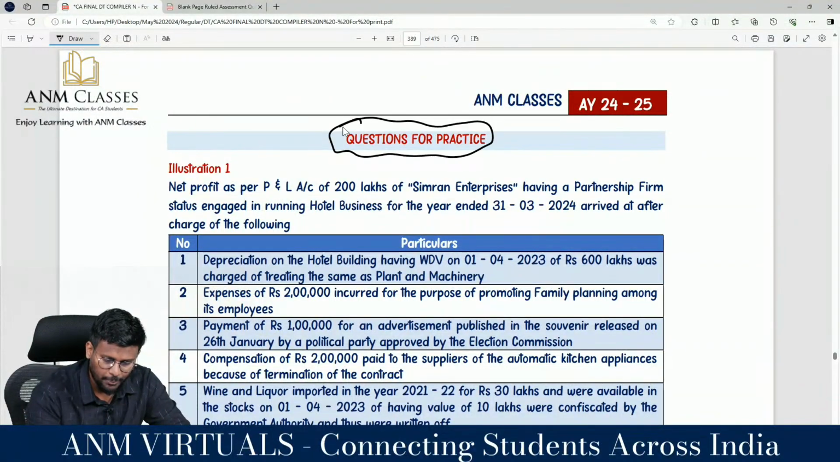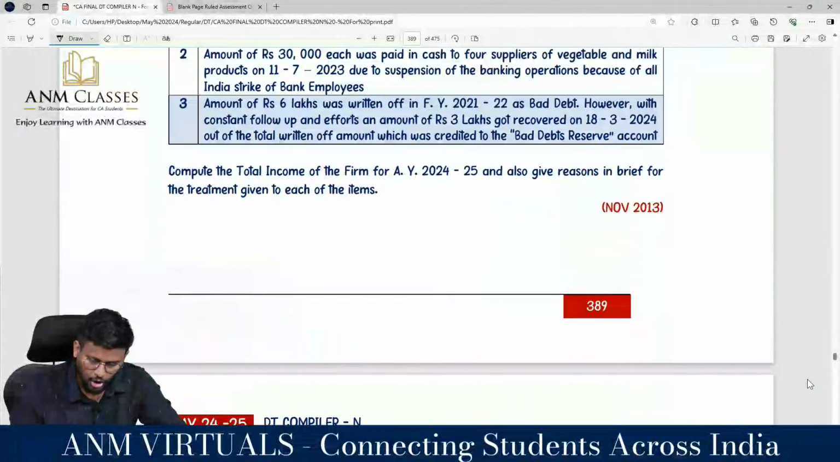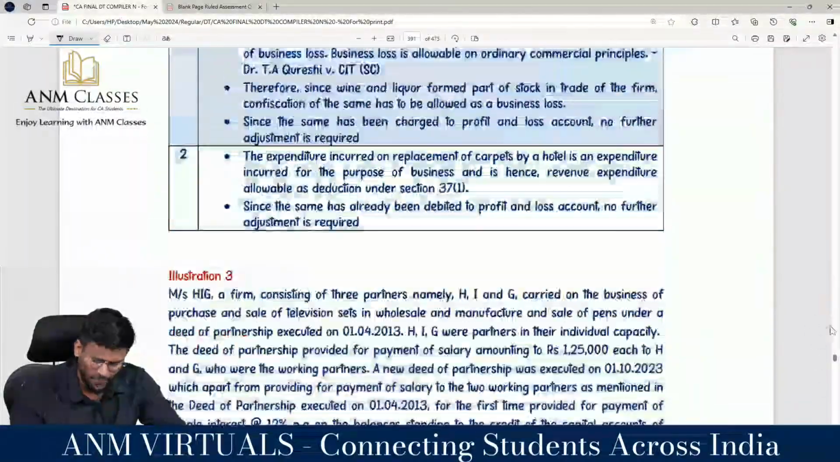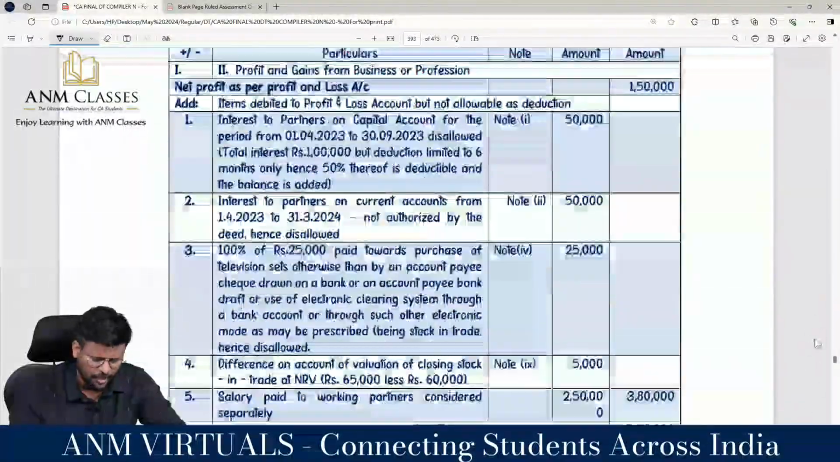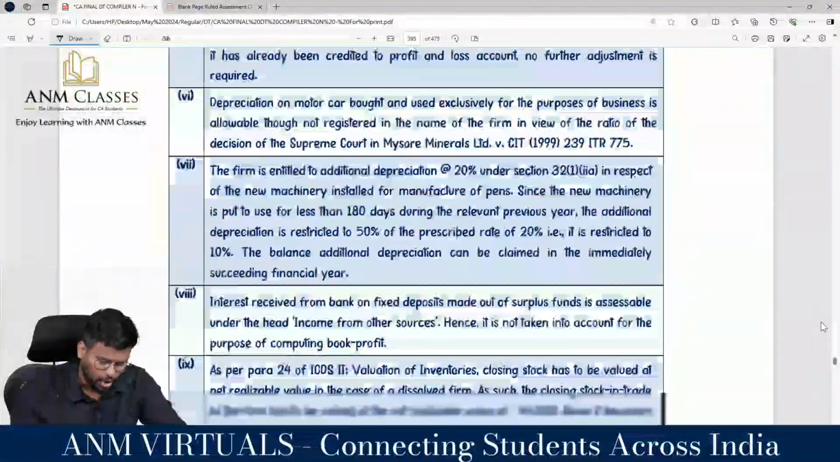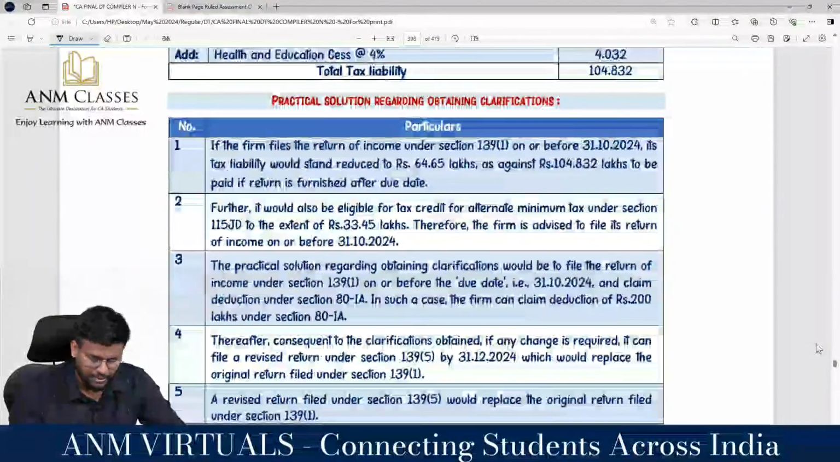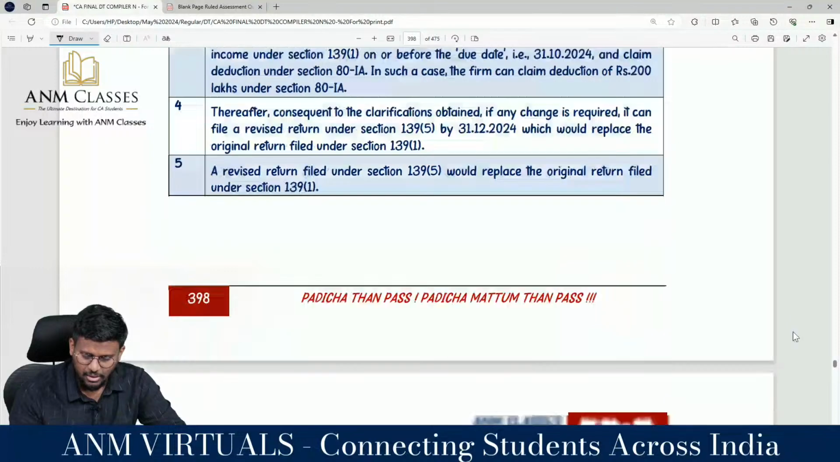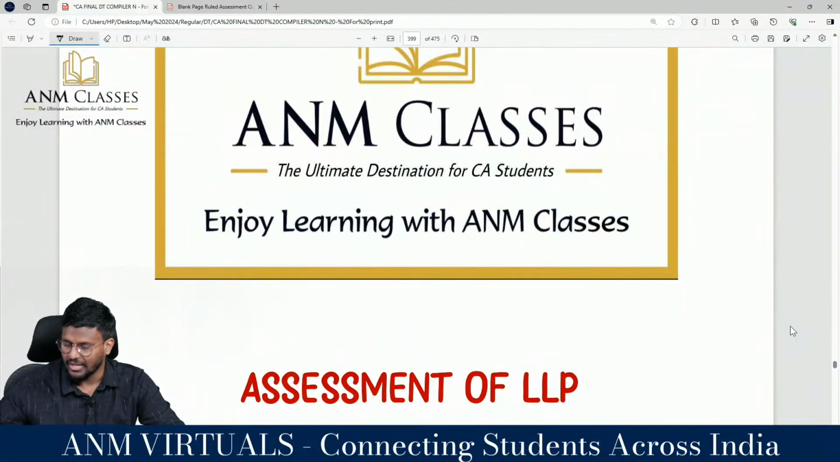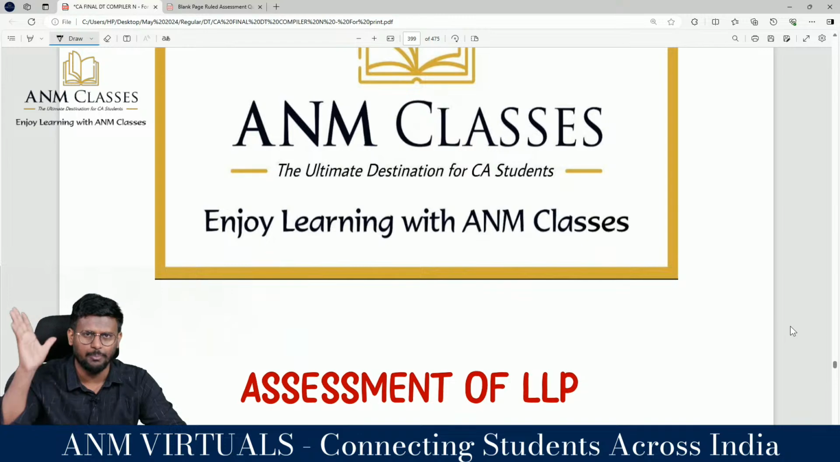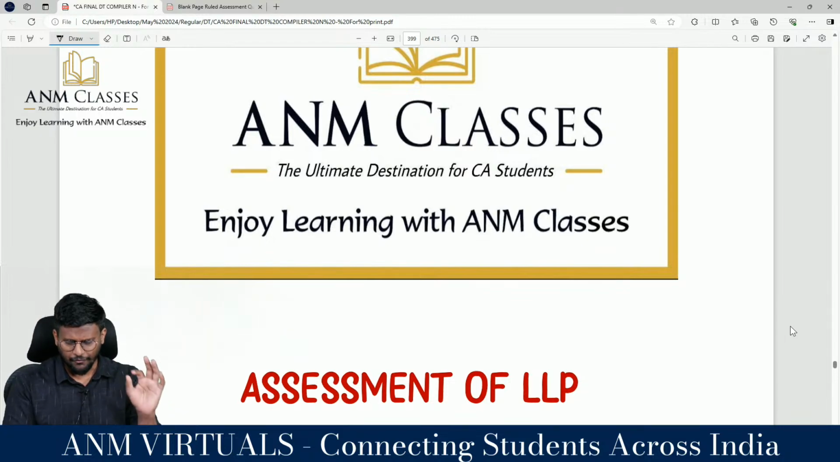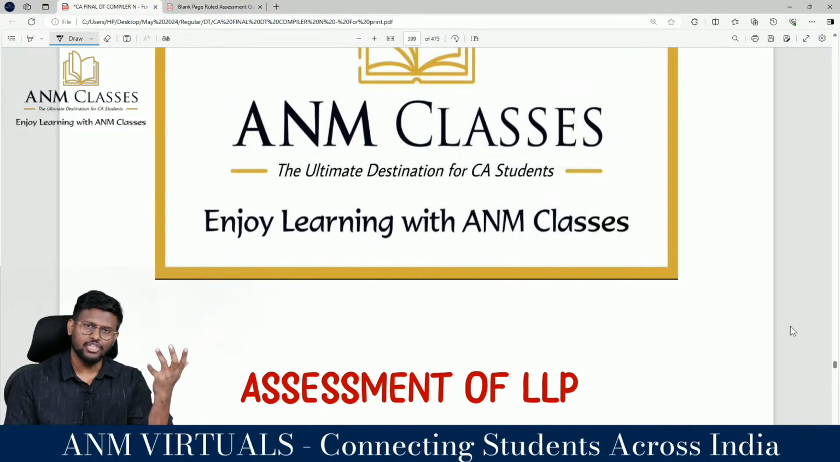Then we have questions for practice. We have a lot of questions for practice. 5 questions will be solved, which are basically PGBP questions with partnership adjustments. I'll be solving all the questions, which will make you understand the partnership and LLP at a very good level, my dear lovable students. Just go through this part up to here, then the assessment of partnership firm and LLP, you'll feel so much comfortable. So we'll meet in the coming session to complete the assessment of partnership firm and LLP, an unexpected area for examination.